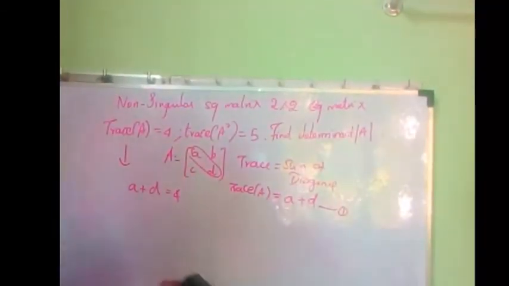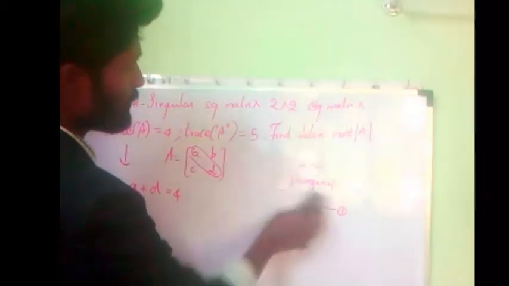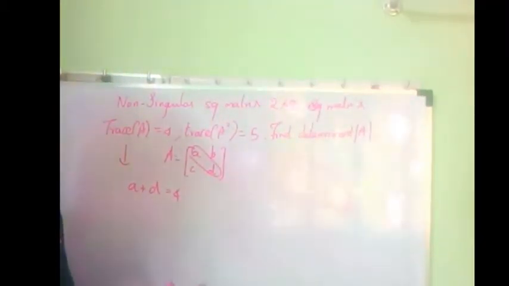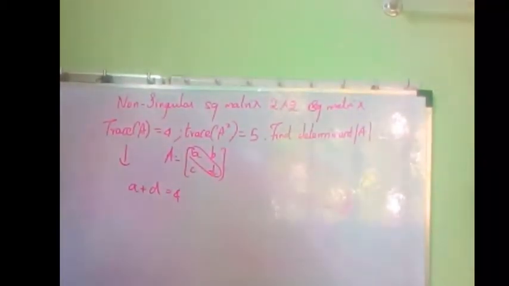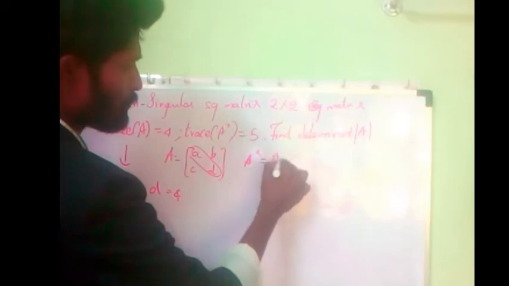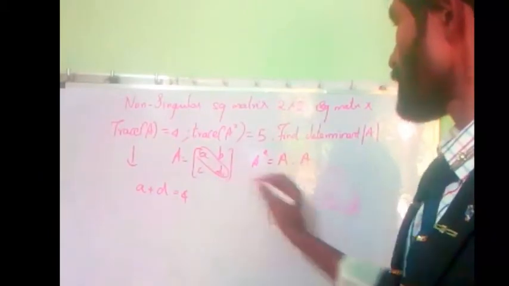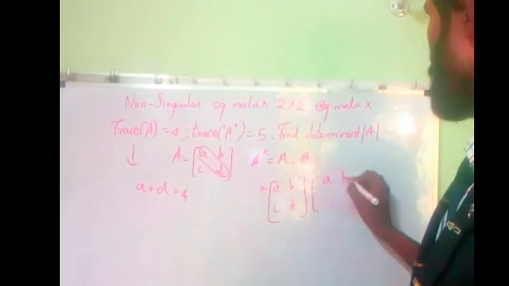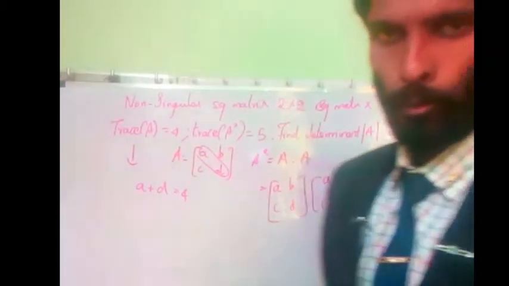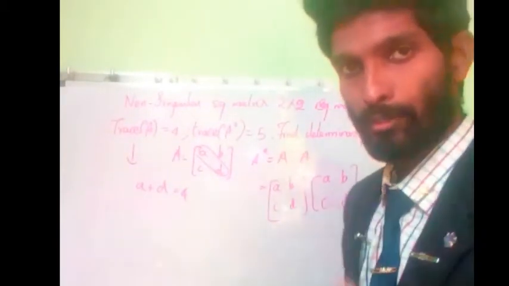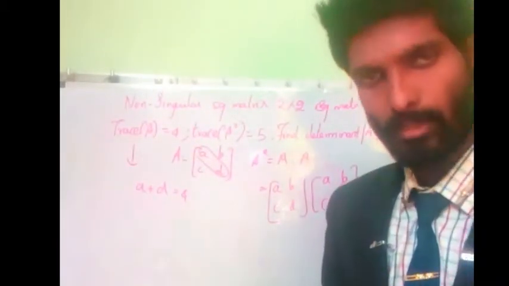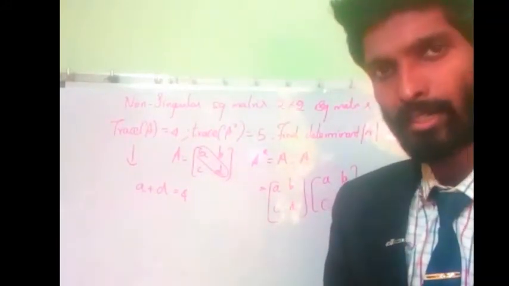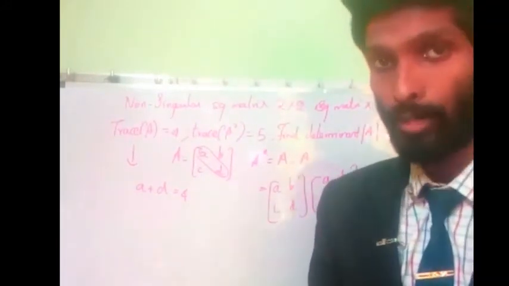Once again, they have also given trace of A square. So now I take A and find A square. How do we find A square? A square is equal to A into A. We do the calculation: A is [a, b; c, d] into [a, b; c, d]. I hope everyone knows matrix multiplication. If you don't, in my previous video on my YouTube channel, I think in the second video, I explained matrix multiplication clearly. Refer to that video.